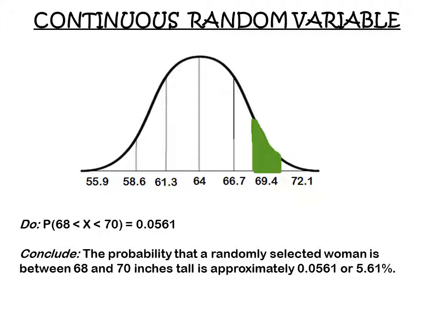So in the calculator, the probability of a randomly selected woman being between 68 and 70 inches is 0.0561. So the probability that a randomly selected woman is between 68 and 70 inches tall is approximately 5.61%.